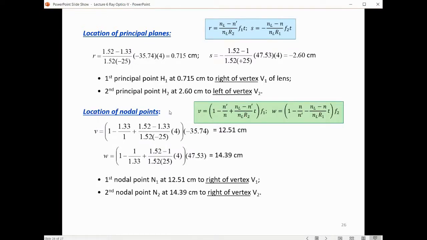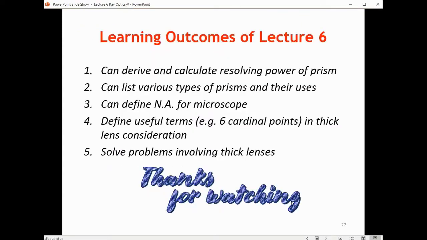And the nodal points, in this case, because on one side of the lens is air and the other side is water, so n is not equal to n prime. So these values would differ from R and S. So V works out to be 12.51 and W works out to be 14.37. And both these values are on the right side of the respective surface, that is V1 and V2.